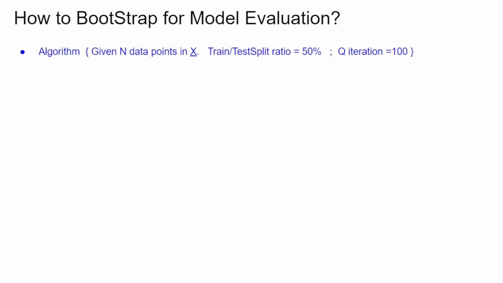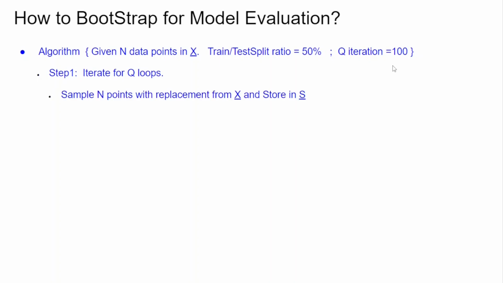So a general algorithm for bootstrap is like this. Given n data points in X, which is my training data, I would split it. See the split here? 50% train, 50% test split. And I'm setting up some iterations for the bootstrap. My first step is to run into iterations, the loop. As I go into the loop, I'll be sampling n points with replacement from my X and storing them in my temporary space S.